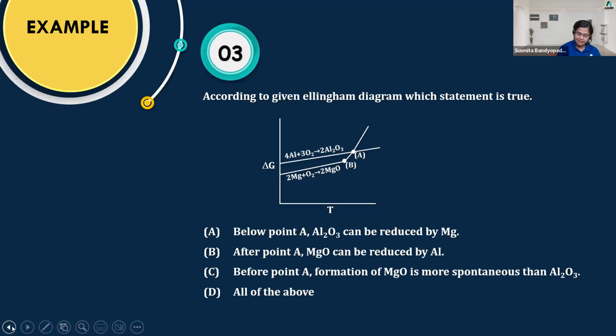Below point A, Mg is the reducing agent. Above point A, Al is the reducing agent. Below point A, formation of MgO is more spontaneous. Of course, all the above.